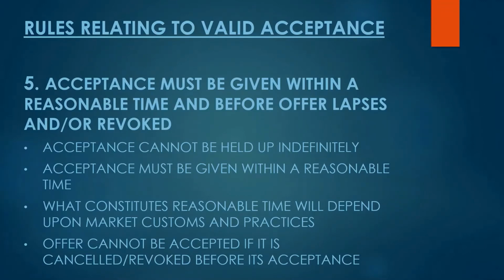Now, also, the acceptance cannot be given if the offerer revokes his offer after some time. For example, Mr. A offers to sell 100 quintal of rice to Mr. B for 25,000 rupees. Before Mr. B could accept the offer, Mr. A revokes the offer saying he no longer wants to sell. In such a case, the offer cannot be accepted by Mr. B and Mr. A is not bound to perform under the contract. So if you revoke something before it is accepted, that is valid. You don't need to perform the contract.